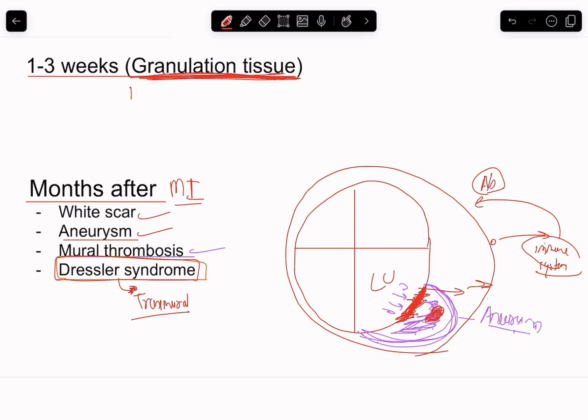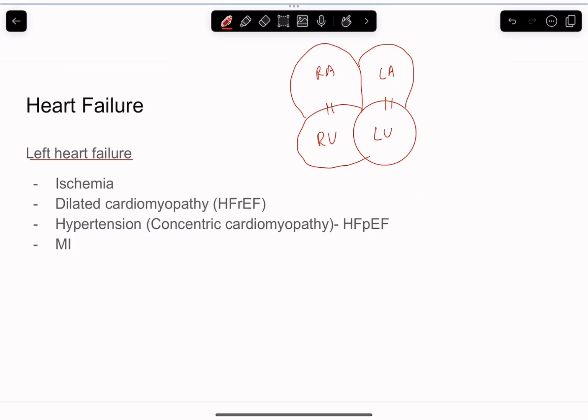So get to know the difference between Dressler syndrome and your fibrinous pericarditis. Okay, Dressler syndrome will present months after and fibrinous pericarditis will present days after. That's the difference. Now let's talk about heart failure. First, let's talk about left heart failure. So left heart failure is seen when the left ventricle is not able to push forward the oxygenated blood into the system. So the failure of the heart to push forward blood is what's called heart failure.